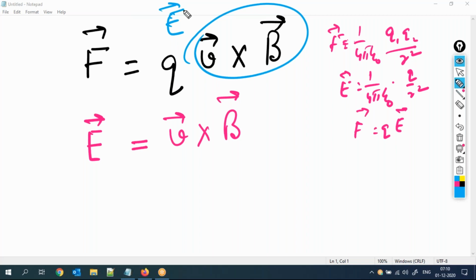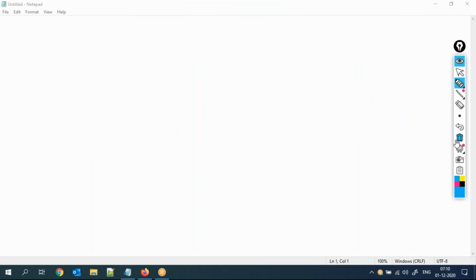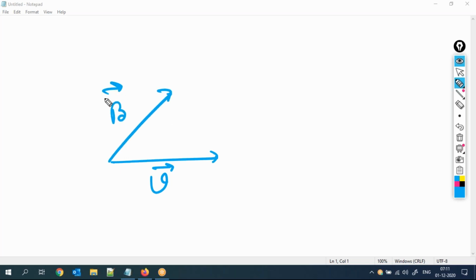So you will see in most competitions, Lorentz force dominates because it is highly confusing. Why is it highly confusing? Because first let us understand what that means. This is V and this is B. V dot B is very simple.